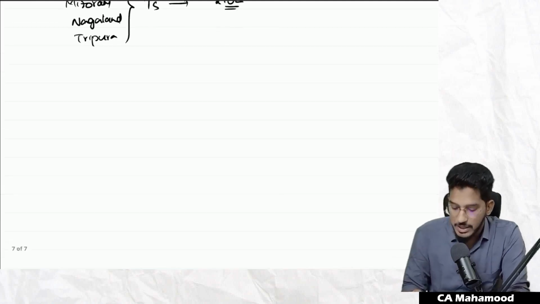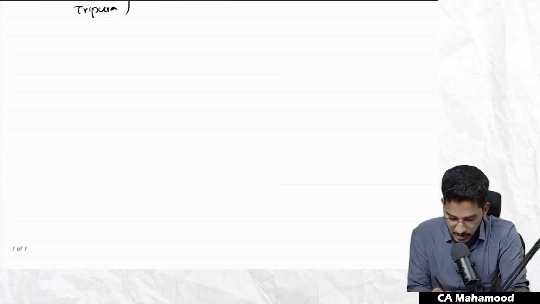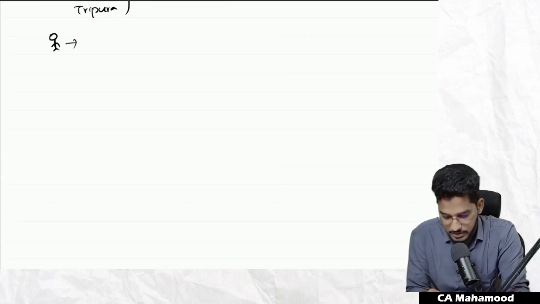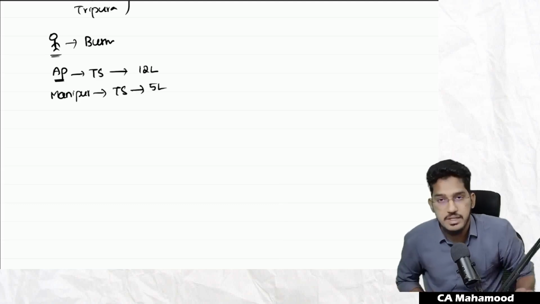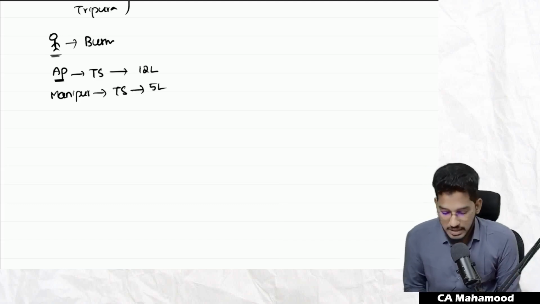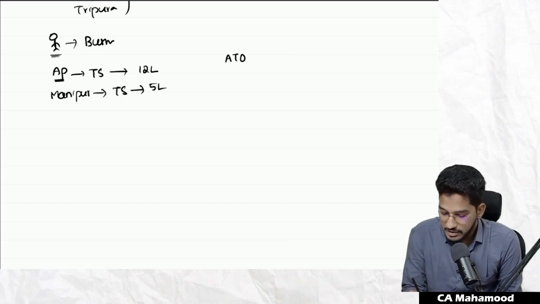Now let us see how this will impact our registration applicability. Come on, everybody participate. There is a business person. Okay, he is having a place of business in Andhra Pradesh. From Andhra Pradesh, he is making taxable supplies of 12 lakh rupees. He is also having a place of business in Manipur. From Manipur, assume he is making 5 lakh rupees of taxable supply. Now you tell me, what is the aggregate turnover? The aggregate turnover in this case is 17 lakh rupees.